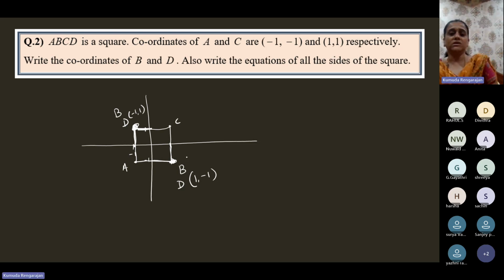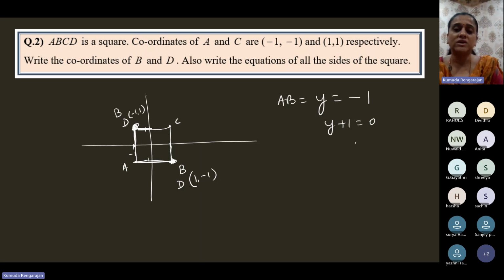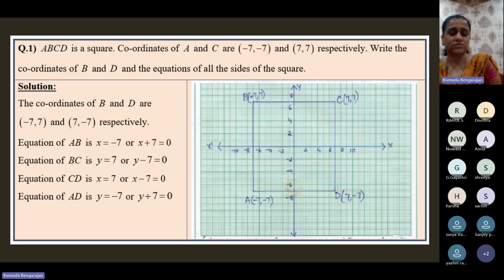Now coming to the equations of the sides. Equation of AB. Side AB is parallel to the x-axis, so its equation will be of the form y is equal to a number. It's below, so negative. Distance 1. So y is equal to -1 or y plus 1 is equal to 0 is the equation of the side AB. You should present your answer like this, children, like the earlier one, okay?